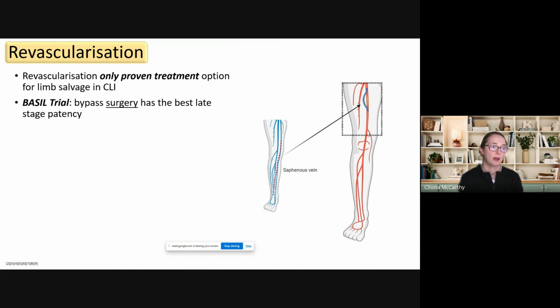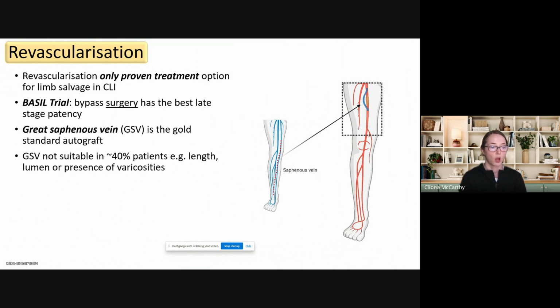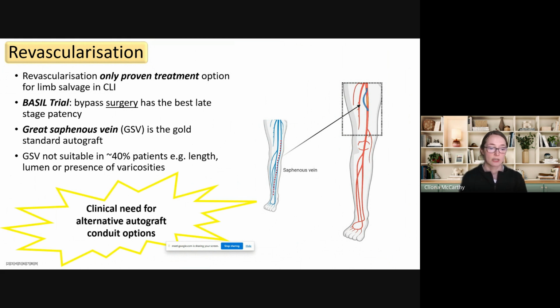There's a seminal paper, the Basel trial, which shows that bypass surgery has the best late-stage patency out of all treatments available. And then out of these bypass options, the great saphenous vein is the gold standard autograft used in these surgeries. Unfortunately, the great saphenous vein is not suitable in up to 40% of patients. This may be due to the length of the vessel available, the lumen size, or presence of varicosities within the vessel. So clearly, there is a clinical need for alternative autograft conduit options for this type of surgery.